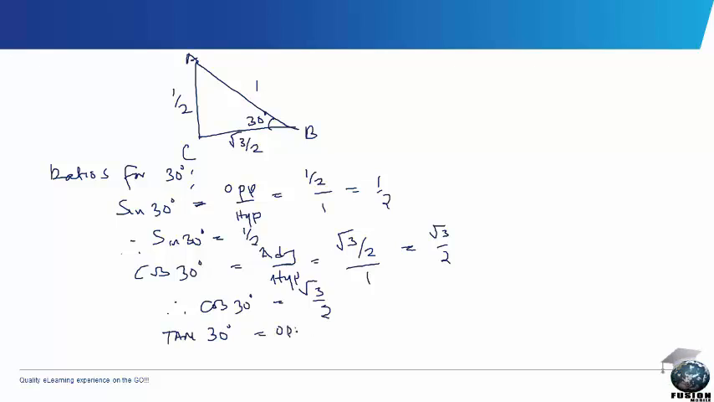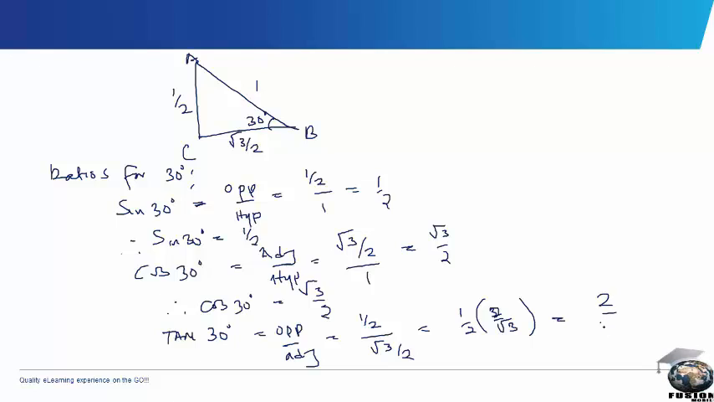And then tan 30 degrees is opposite over adjacent, which is equal to 1/2 over √3/2. When you do the necessary computation, you have 1/2 times 2/√3, which will give you 2/2√3. This can cancel, and then it gives you 1/√3. So therefore we can say that tan 30 degrees is equal to 1/√3.